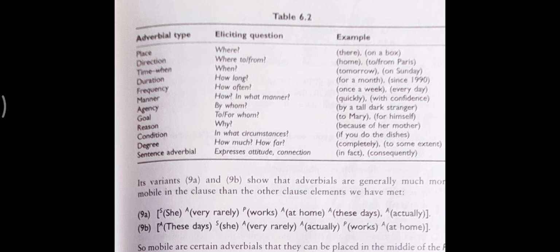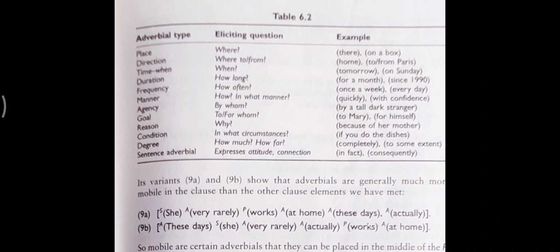So like this, we have various types of adverbials, and if we pose a question to this, we can get the answers. So such eliciting questions we can ask. Suppose for the A, we can ask where. Direction, where to, where from. Time, when. Duration, how long. So for place, where, it refers to the box: on the ground, on the mountain top. Direction: home, to Paris, from Paris. Time, when? Tomorrow, Sunday, in the afternoon, like this.